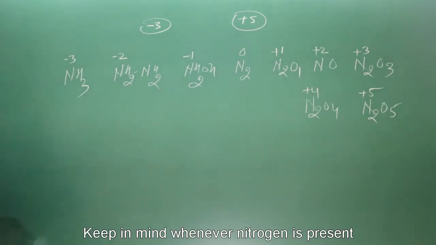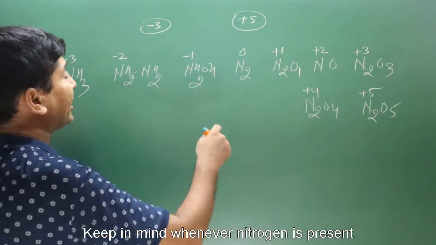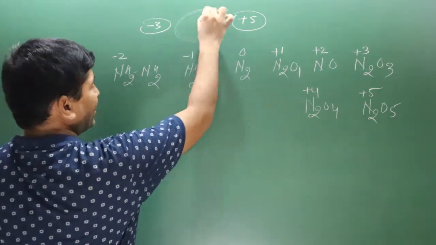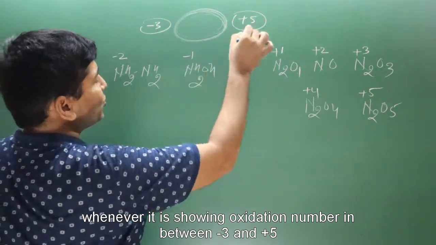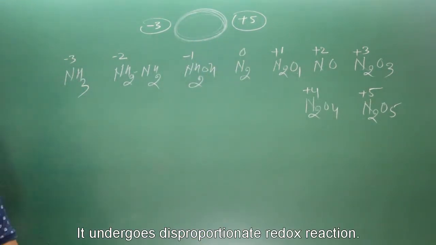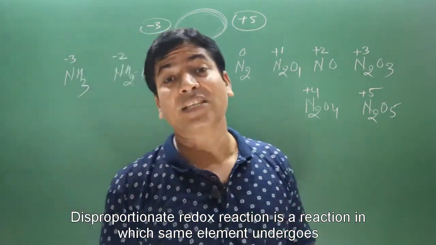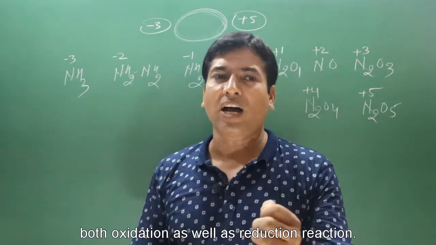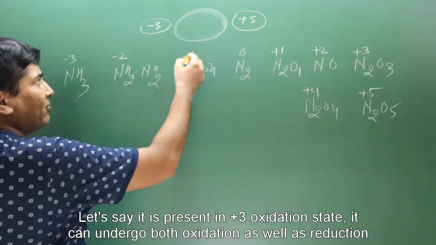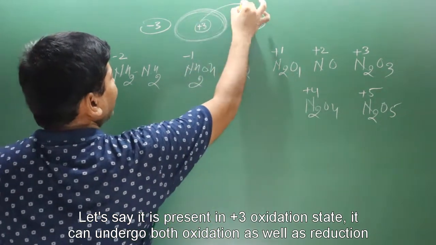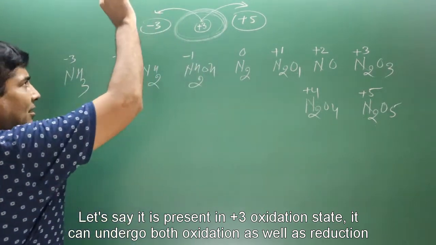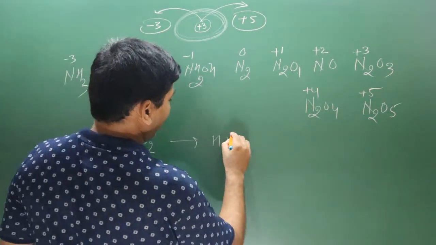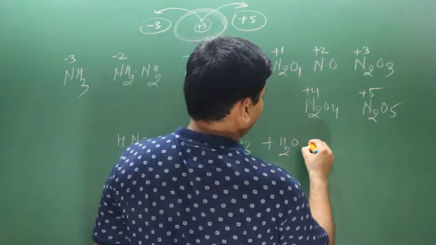Keep in mind, whenever nitrogen is present in an intermediate oxidation state, in between -3 and +5, it undergoes a disproportionation redox reaction. A disproportionation redox reaction is a reaction in which the same element undergoes both oxidation as well as reduction. Let's say it is present in the +3 oxidation state; it can undergo both oxidation and reduction. For example, we have HNO2 converting into HNO3, water and NO.